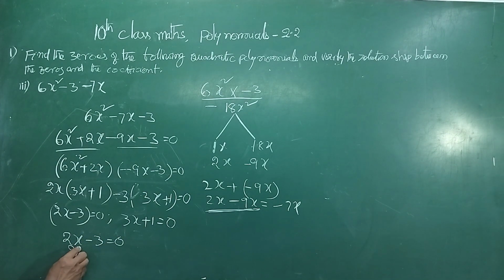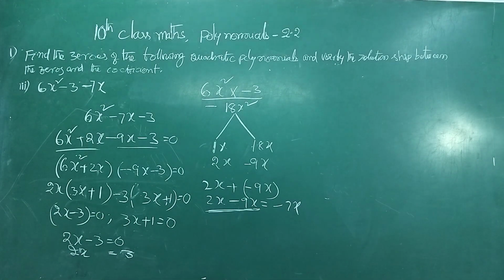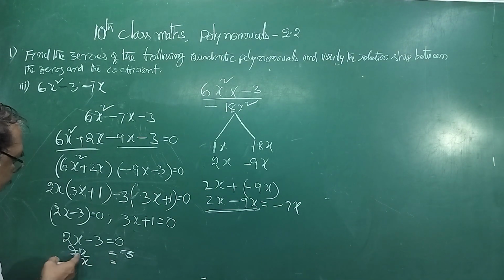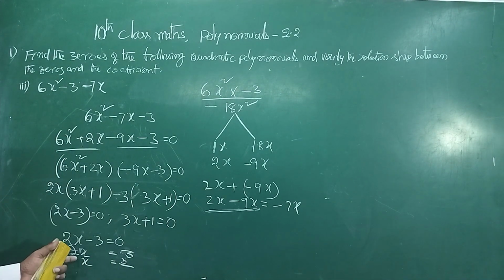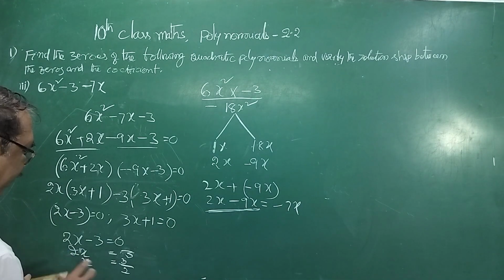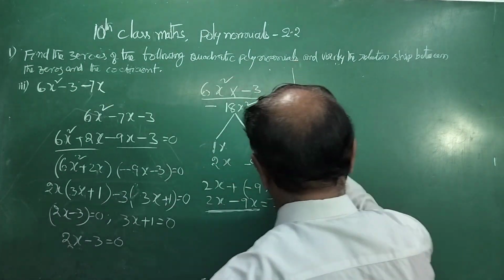Now 2x is equal to 0 minus 3. When we take it to the other side of the equals sign, it becomes plus 3. That means 2x is equal to 3. Therefore, x is equal to 3 by 2. Why by 2? Let us write here.